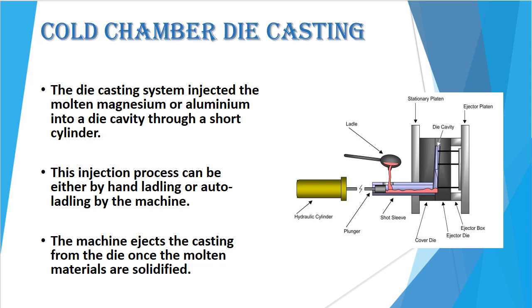For the first process, cold chamber die casting, the die casting system injects the molten magnesium or aluminium, which are usually used as the raw material on steering wheel, into a die cavity through a short cylinder. This injection process can be either by hand loading or auto loading by the machines. Next, the machine will eject the casting from the die once the molten material is solidified.